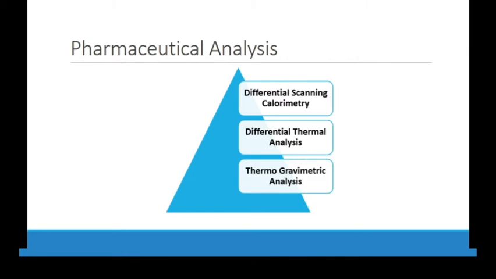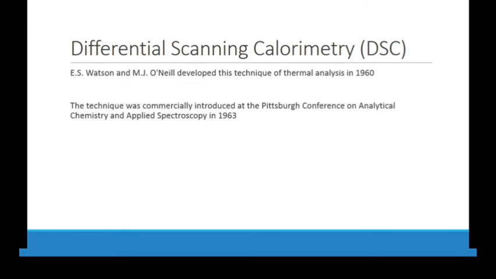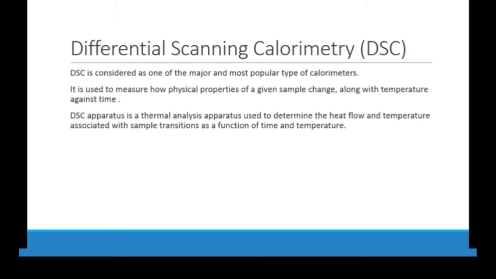In pharmaceutical analysis, we will study three thermoanalytical techniques: DSC, differential scanning calorimetry, differential thermal analysis, and thermogravimetric analysis. We will start with DSC. It was discovered and developed in 1960, but commercially it was introduced in 1963. So this is the development and commercial availability of this technique. Now we will start.